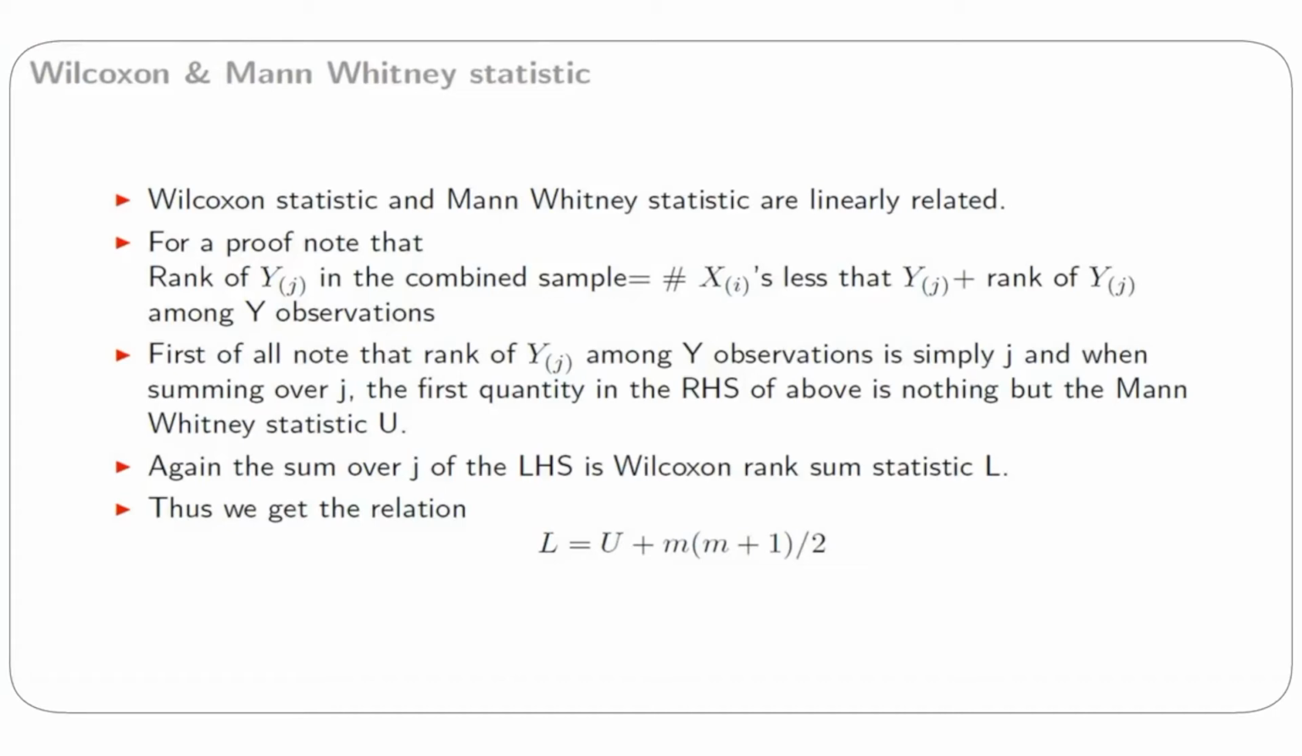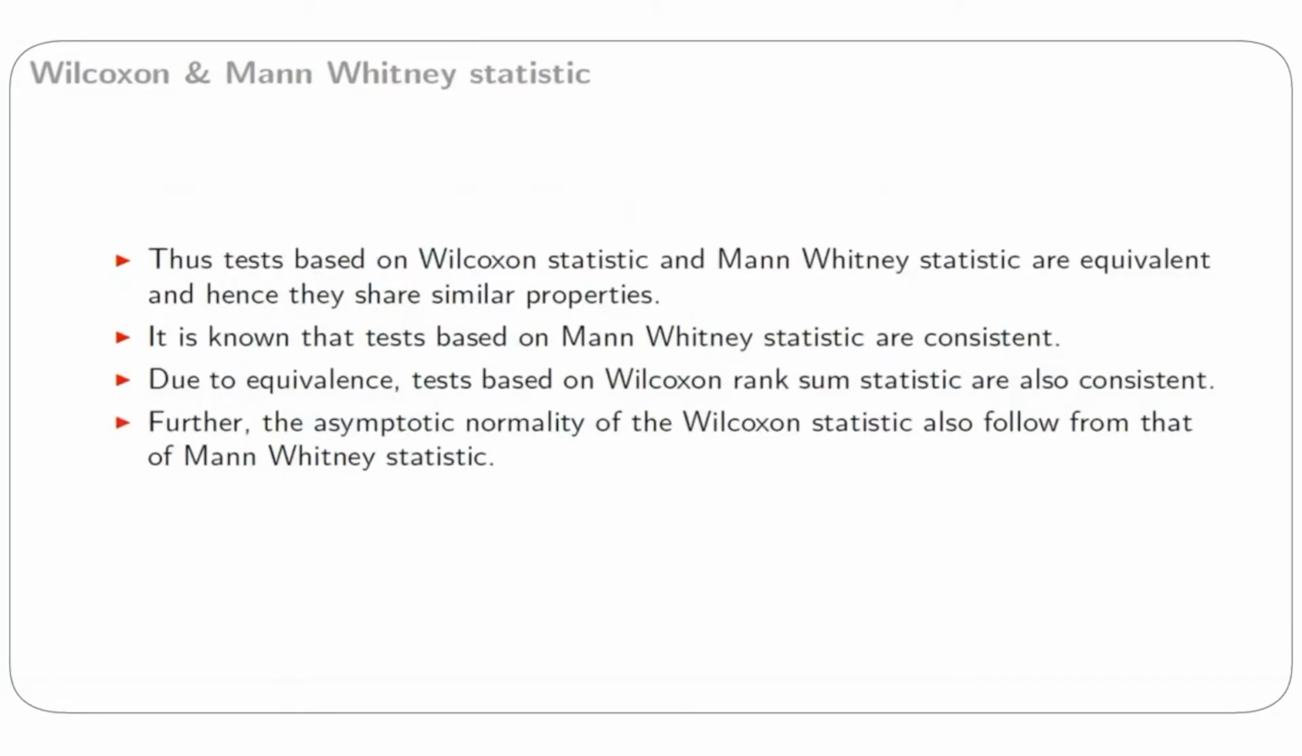Thus, tests based on the Wilcoxon statistic and the Mann Whitney statistic are equivalent, and hence they share similar properties. It is known that tests based on the Mann Whitney statistic are consistent. Due to equivalence, tests based on the Wilcoxon rank sum statistic are also consistent. Further, the asymptotic normality of the Wilcoxon statistic also follows from that of the Mann Whitney statistic.